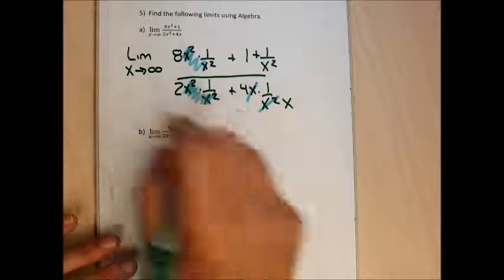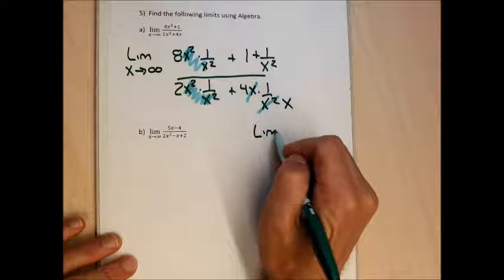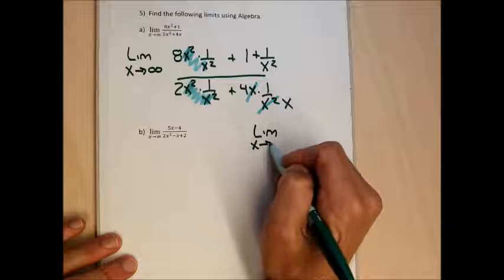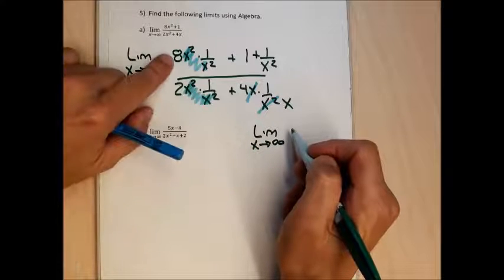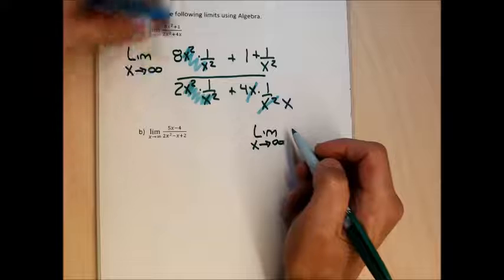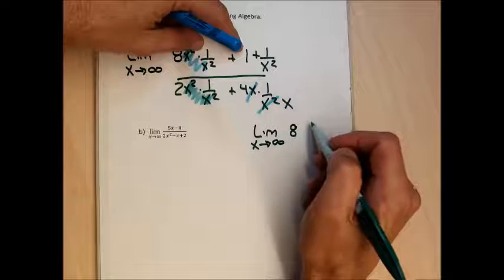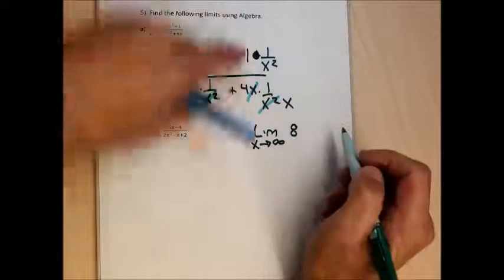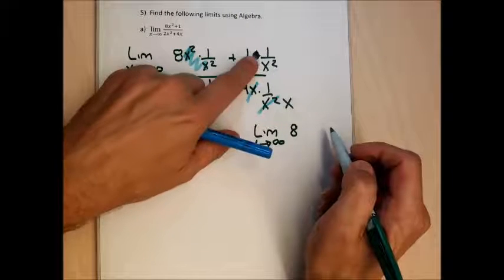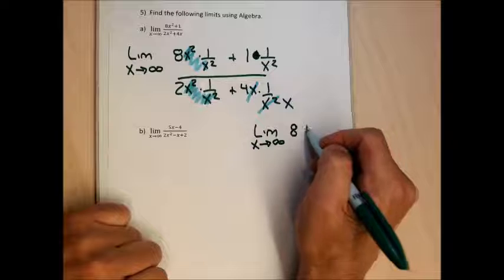When I do this multiplying and after I simplify, I get the limit as x goes to infinity. This piece, there's no longer a fraction. It turns into 8 times 1, which is 8. This piece, it didn't reduce, and there should be a times here, not a plus. This piece, 1 times 1 over x squared is just 1 over x squared.